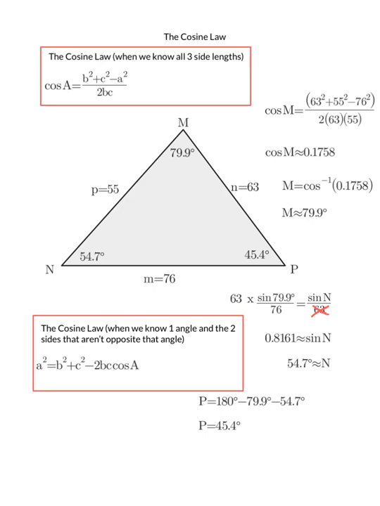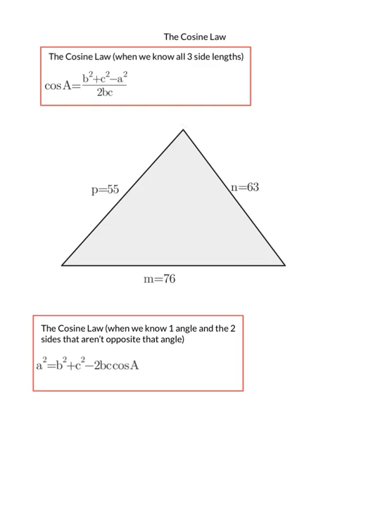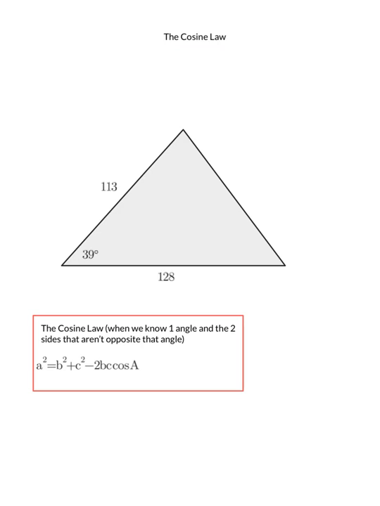All right, in our last example, we're going to have another situation where we do not know an opposite angle and side. So we can't use the sine law. But also, we don't know all three side lengths. We know two sides and an angle. All right, so let's take this triangle right here.